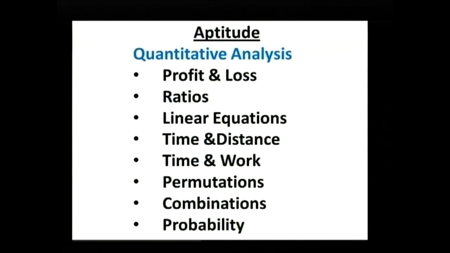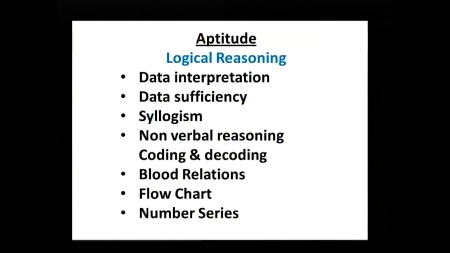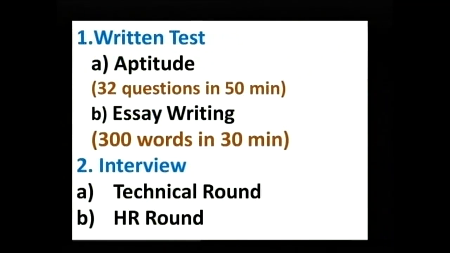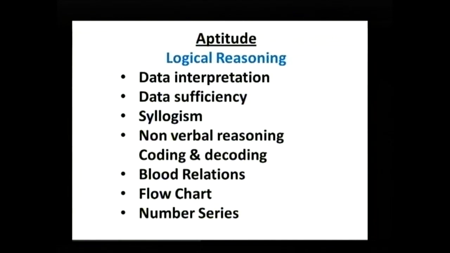For aptitude, you will have 16 questions coming from quantitative analysis: profit and loss, ratios, linear equations, time and distance, time and work, permutations, combinations and probability. For logical reasoning, you will have questions coming from data interpretation, data sufficiency, syllogism, non-verbal reasoning, coding and decoding, blood relations, flowchart, number series. So basically 16 questions from logical reasoning and 16 questions from quantitative analysis. That makes it 32 questions in 50 minutes. So those 32 questions will be 16 from quantitative and 16 from reasoning.